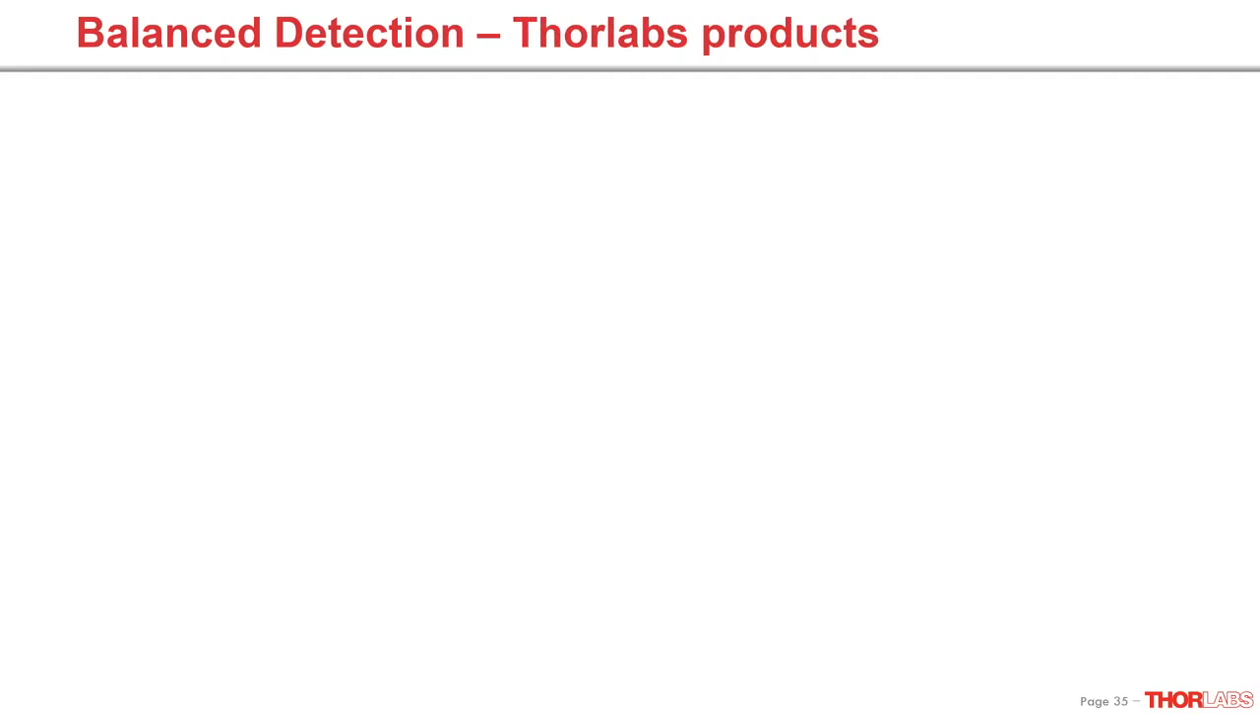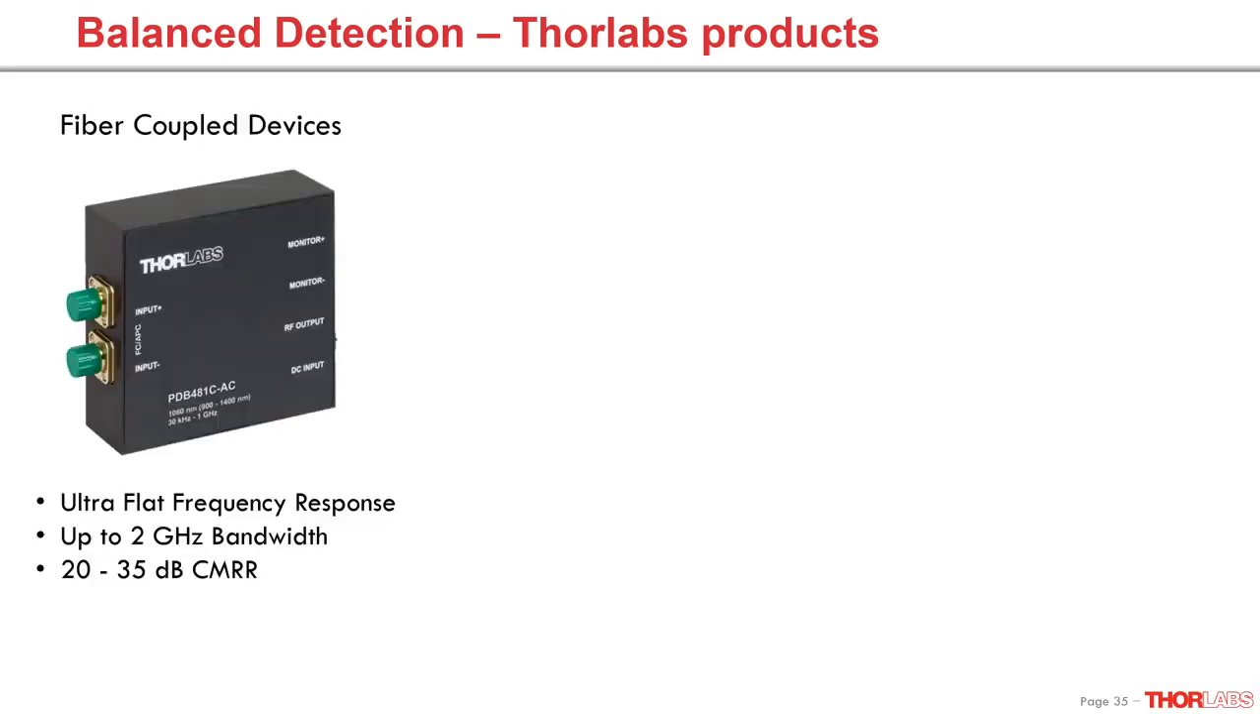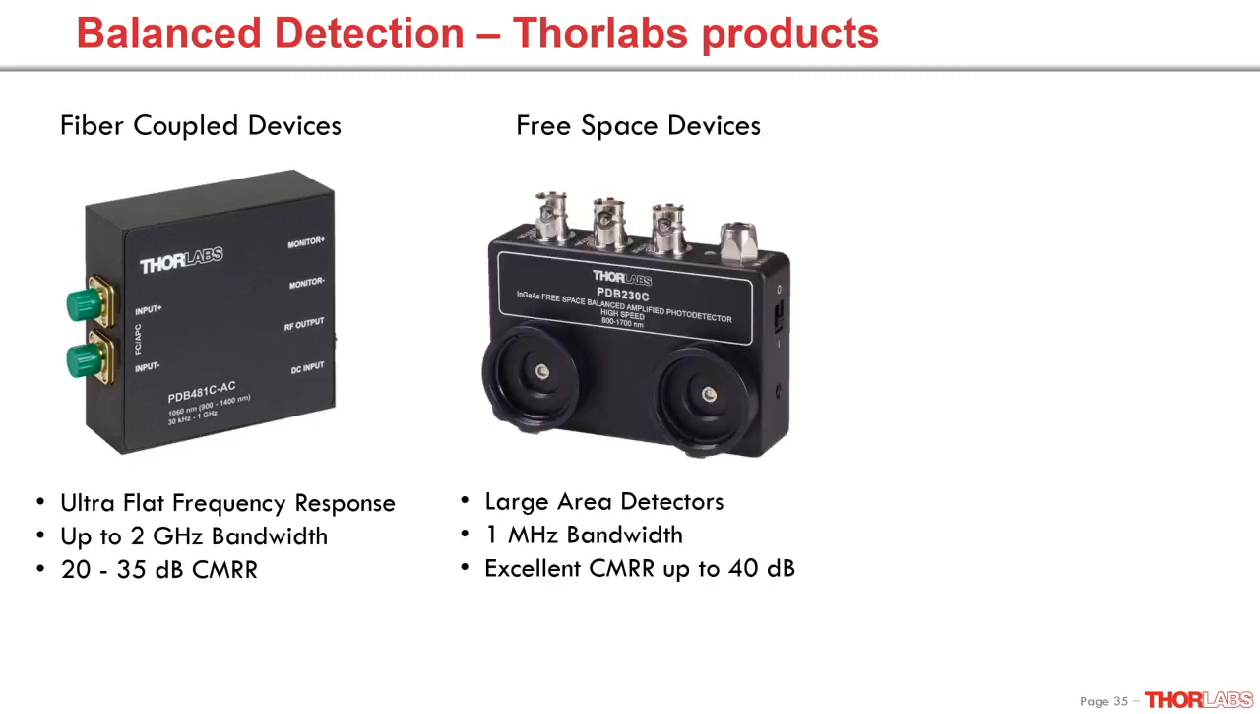Thorlabs offers balanced detectors for a variety of applications. They can be divided into fiber-coupled devices with very flat frequency response up to 2 GHz bandwidth, and free space versions with large active areas, up to 5 mm silicon and up to 3 mm InGaAs photodiodes. They have common mode rejection values up to 40 dB at 1 MHz bandwidth. A model with 100 MHz bandwidth is coming very soon.